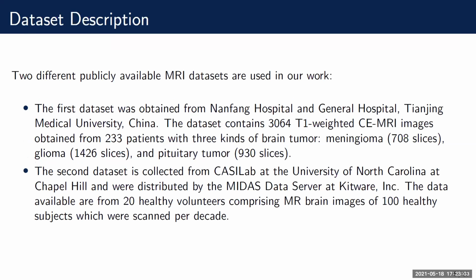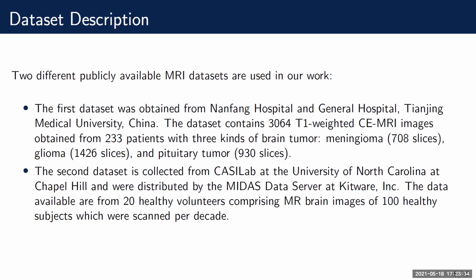So coming to the data set description, for my thesis I have used two different publicly available MRI data sets. One is from Tianjin Medical University, which consists of 3064 T1 weighted CMR images that were obtained from 233 patients. We have three kinds of brain tumors in this data set: meningioma with 708, glioma with 1426, and pituitary tumor with 930 slices.